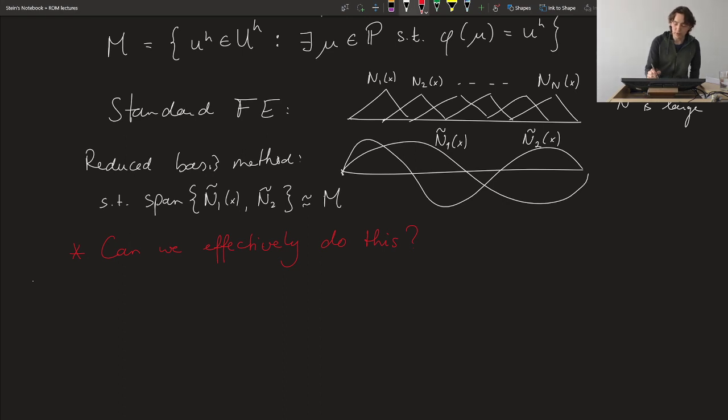And I've decomposed this question into two sub-questions which I think answer this pretty well. First of all, this concerns the width, in quotation marks, the width of the solution manifold.